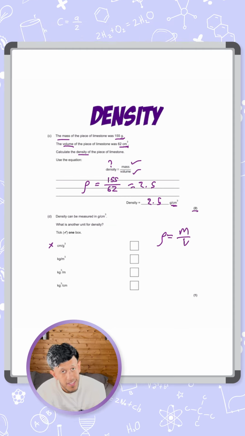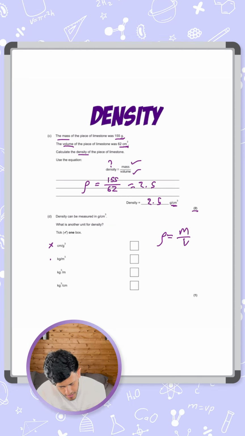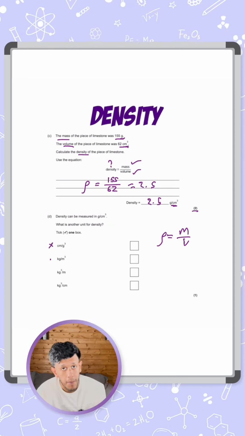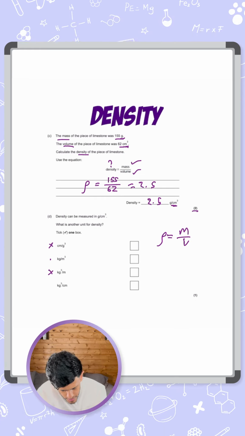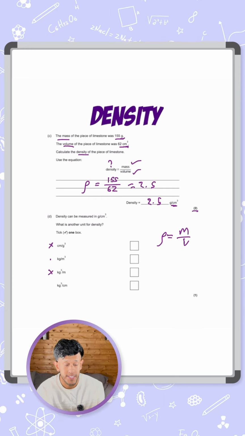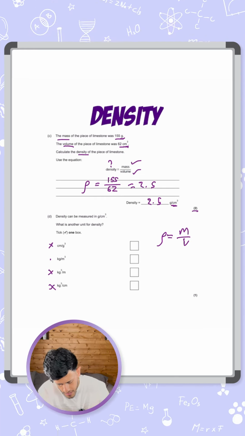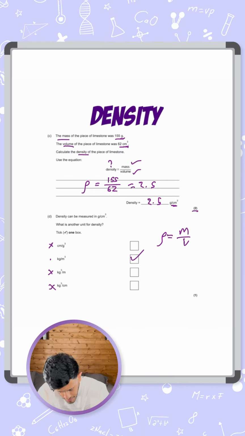Per meter cubed is correct. So that's a valid option. The third one is kilograms per meter. Meter isn't a measure of volume, it's a measure of distance. And then the last one, per centimeter, again is a measure of distance. So the answer is going to be kilograms per meter cubed.